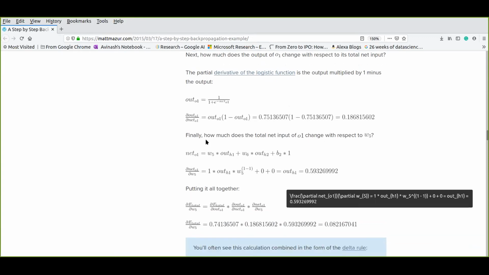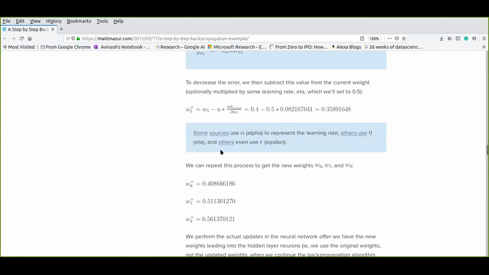Now we have everything we need to calculate the partial derivative of E total with respect to the weight W5. We just have to put the values together and calculate it. So now we know how the weight W5 impacts E total. The partial derivative of E total with respect to W5 is 0.08. We can use this to update W5. So how does that happen?